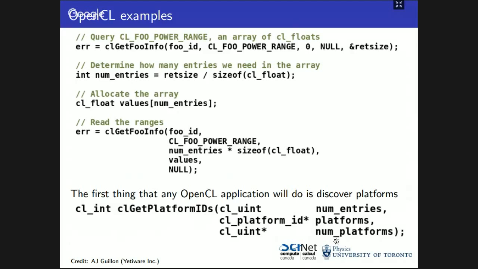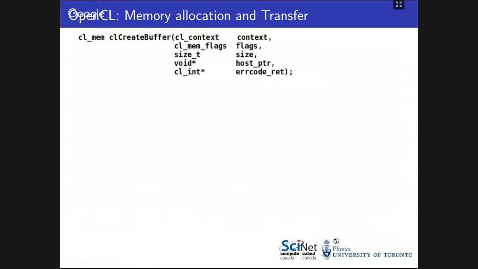It's kind of a pain, but it solves a problem, which is to deal with a heterogeneity of devices at the same time. Memory allocation and memory transfer has to be done in a similar manner as we deal with the GPU. So for allocating memory, they have their own directive, CL create buffer.